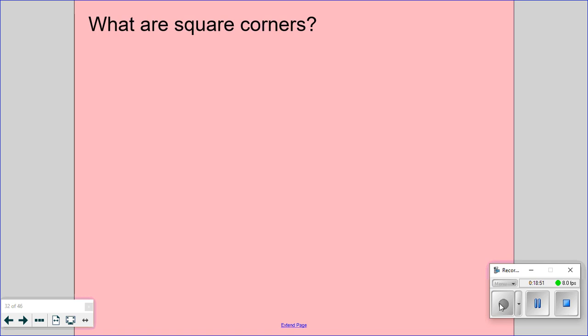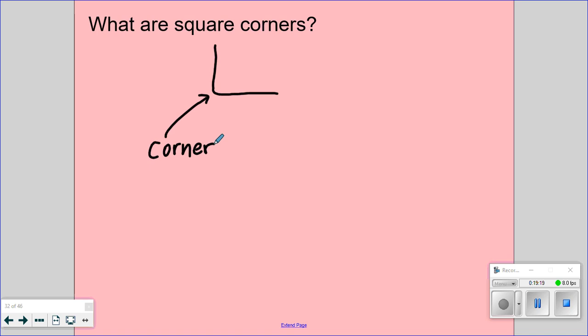What are square corners? So to give you some background, when we look at a corner, here's my corner here. Just chopped off a piece of a corner. The outside of this shape is called a corner. Right, we know that.